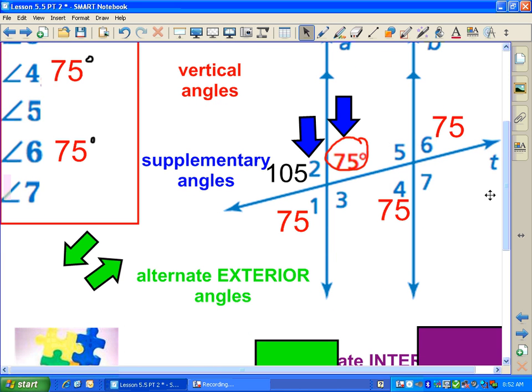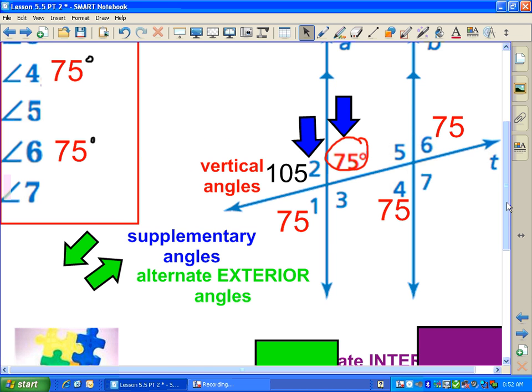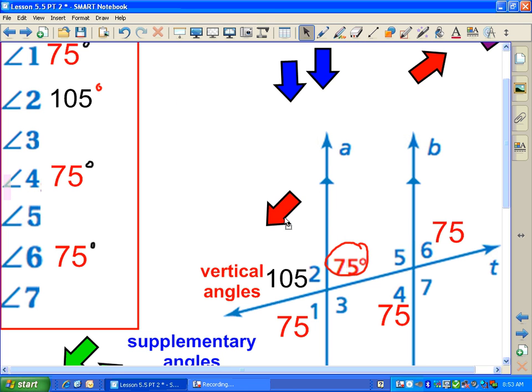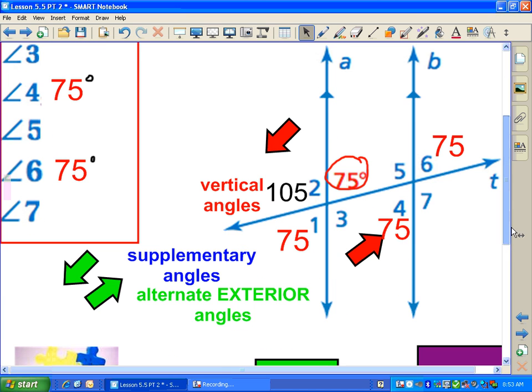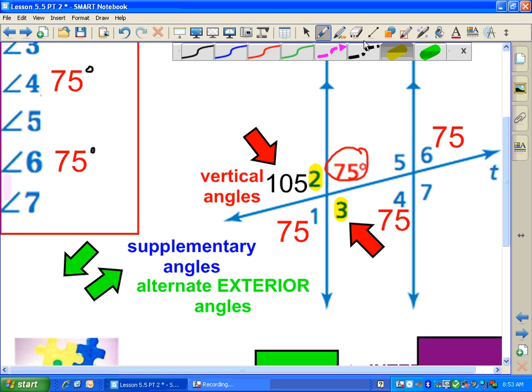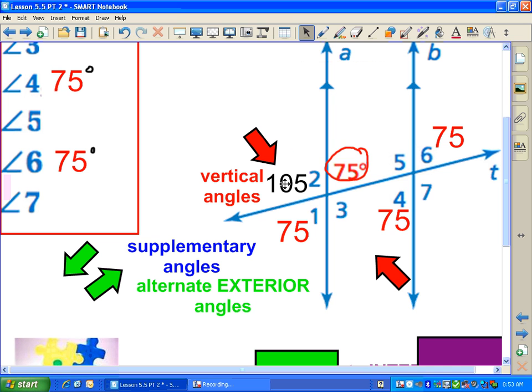All right, so we got supplementary. Let's see, what else can I figure out here? I have a set of vertical angles. Vertical angles, by definition, are congruent. Angle 2 and angle 3 are across from each other, and they are vertical. So I'm going to say angle 2 and angle 3 are 105 degrees each, vertical angles.